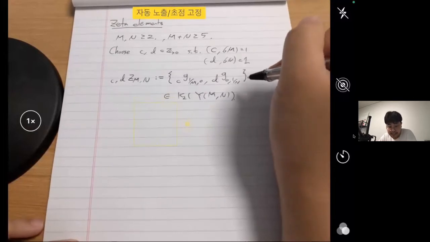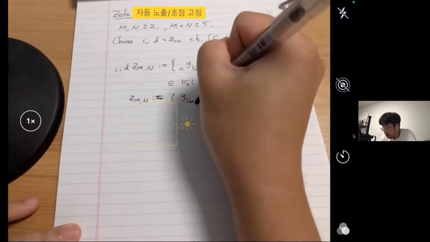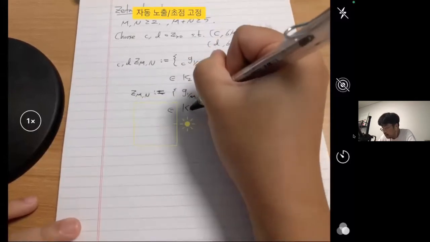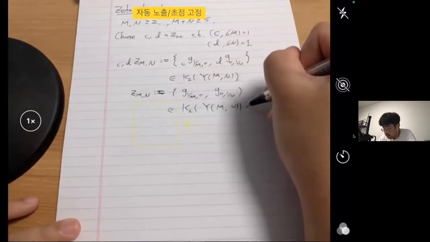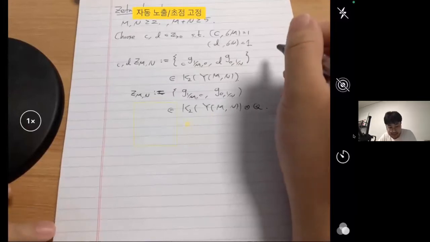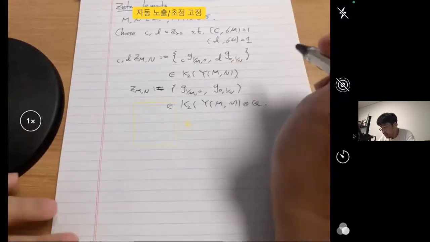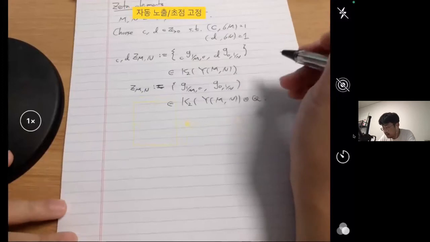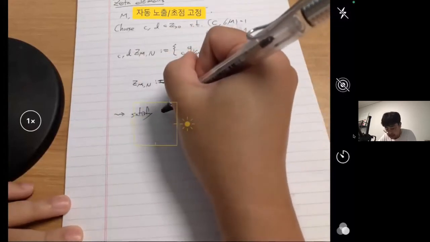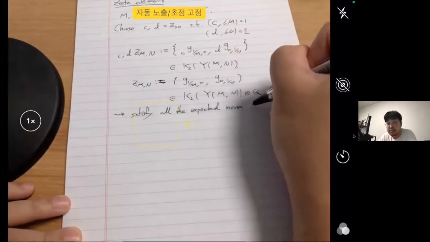And if I remove all the c and d, then we have the similar thing, g_{1/M,0} and g_{0,1/N}. Then we need to allow the denominator like this. So this is the very starting point. This is the zeta element, and all the other zeta elements will be derived from this. And yes, it satisfies all the expected norm compatibilities, which I will not say in this talk.